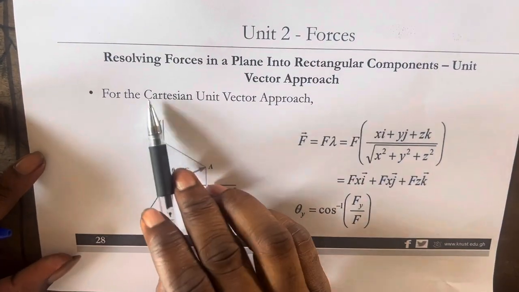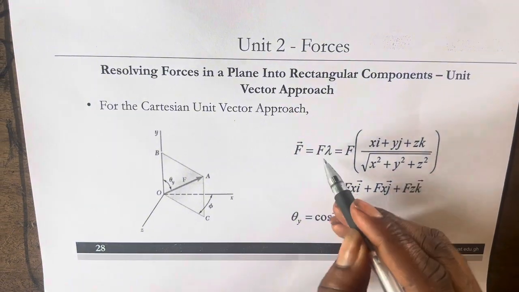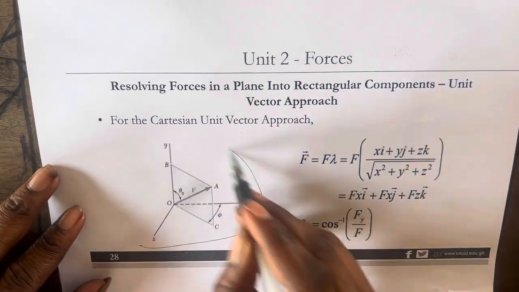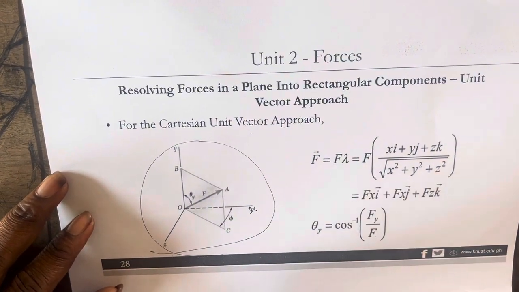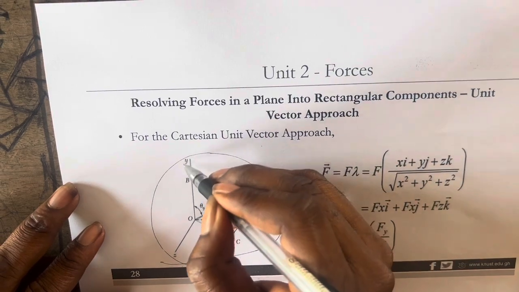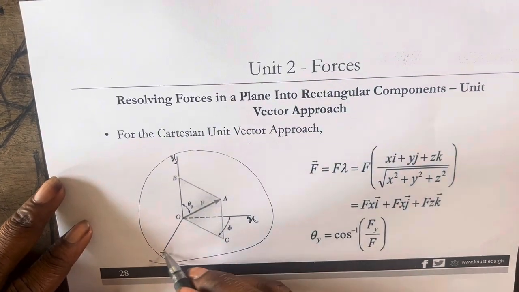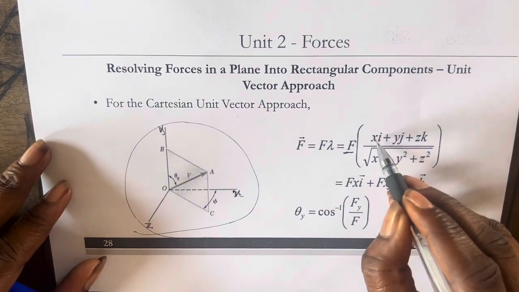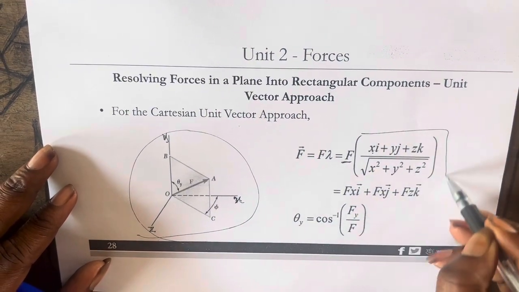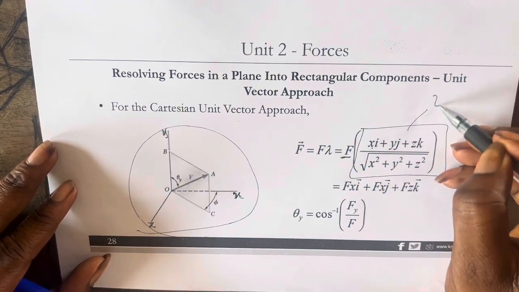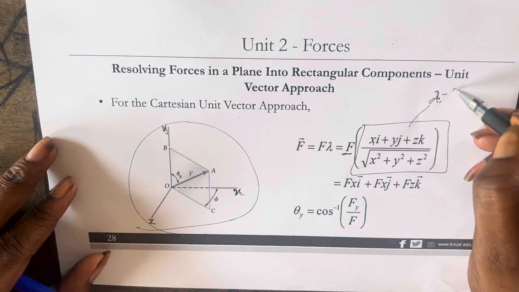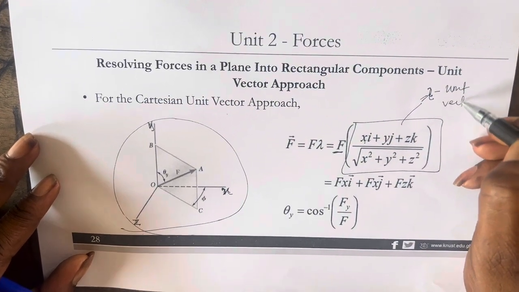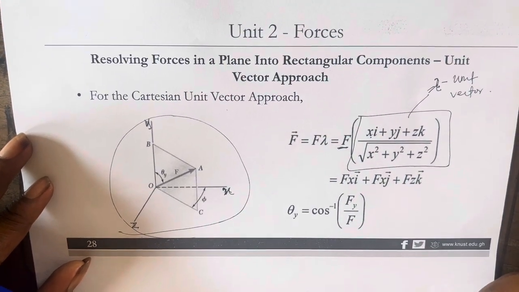Like I said, for the Cartesian unit vector approach, the same thing happens. This is 3D space. You have the x component, the y component, and the z component. The magnitude of the force times xi, and all this is equal to lambda, which is the unit vector.